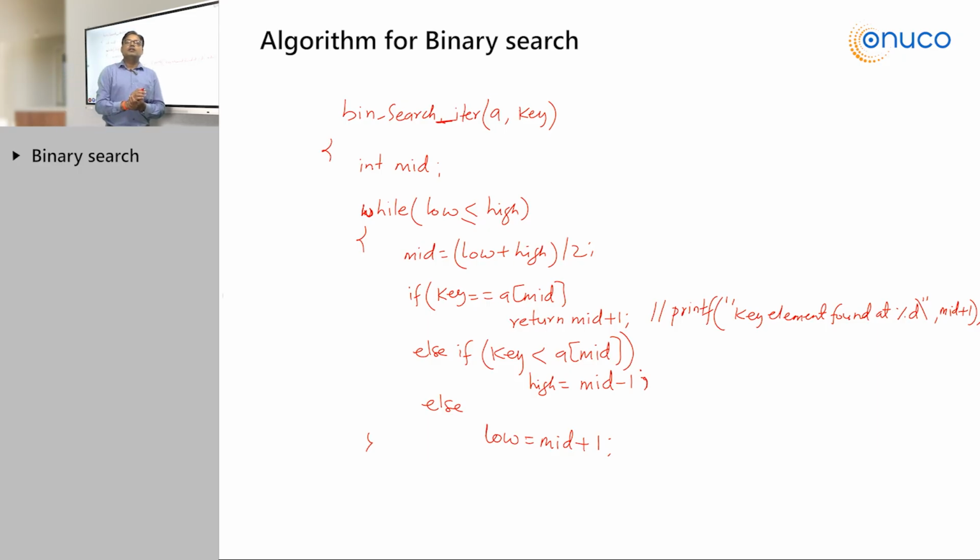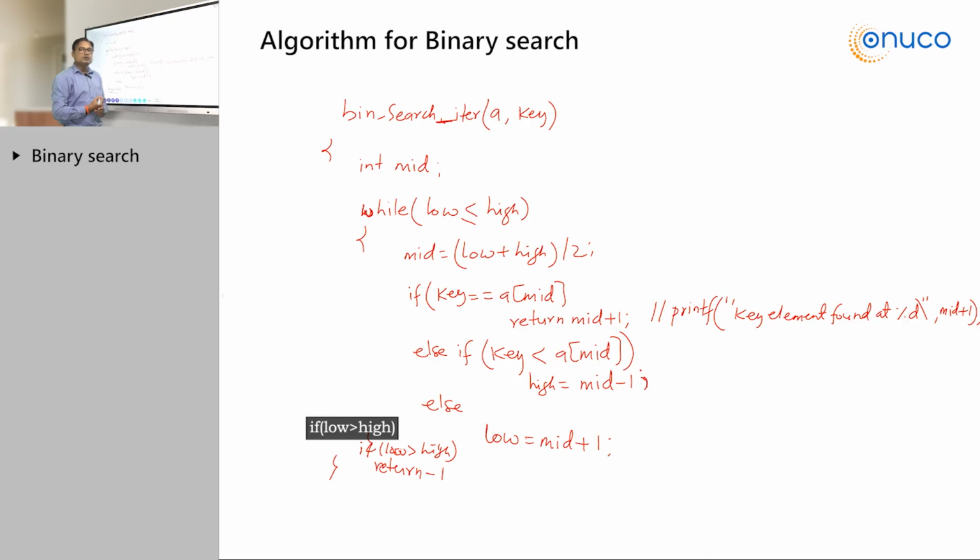Not true means what? A situation where the low index is greater than the high index. In that case, otherwise we are talking about return minus 1. Okay, what is the condition? This is when low is greater than high index, then it will return minus 1. So this is the algorithm for binary search, iterative function and recursive function.